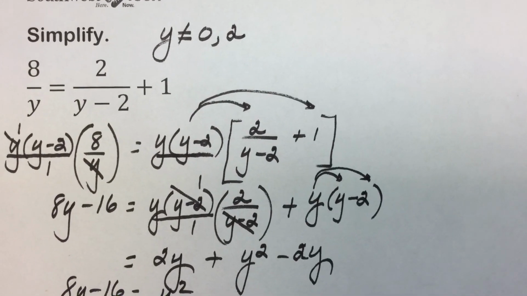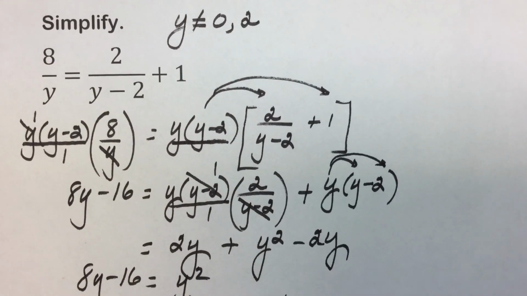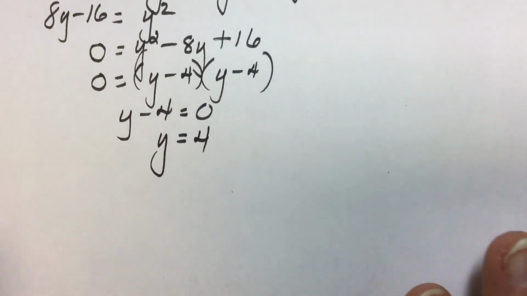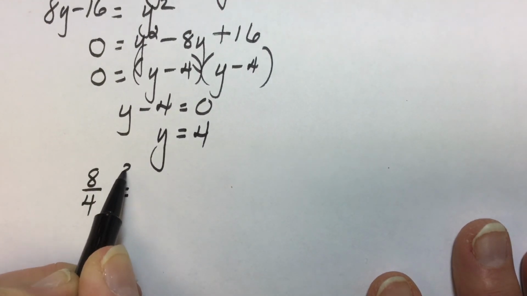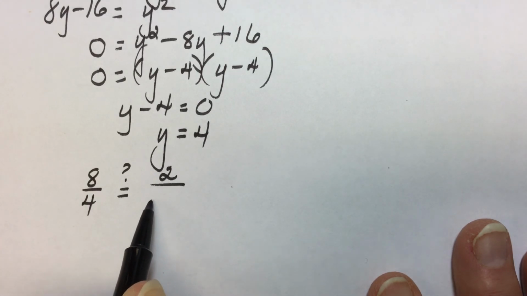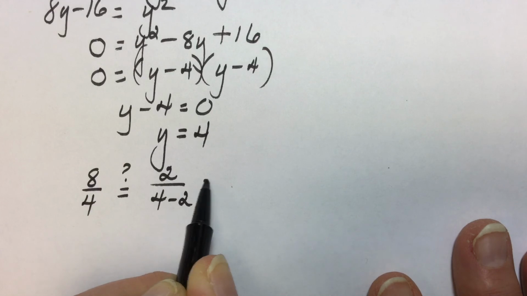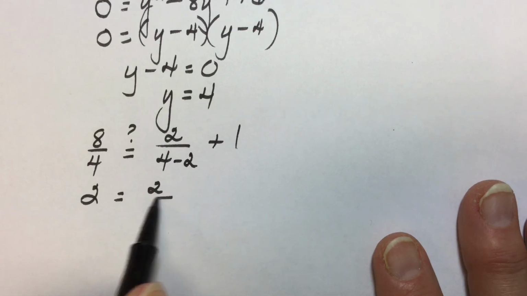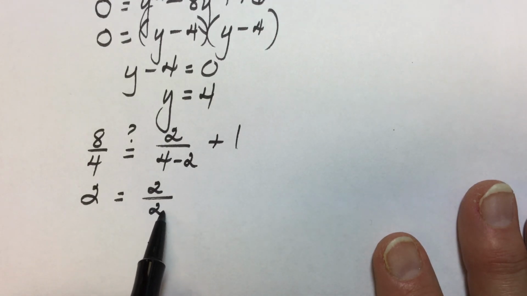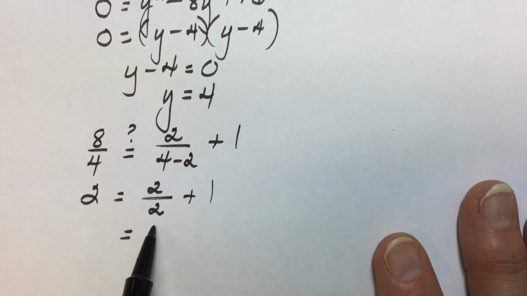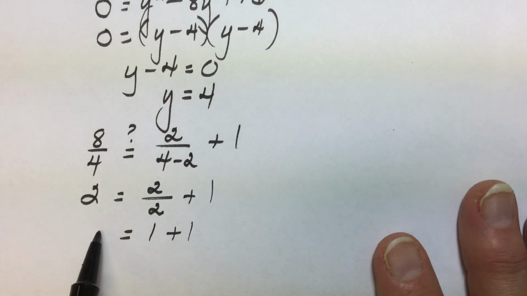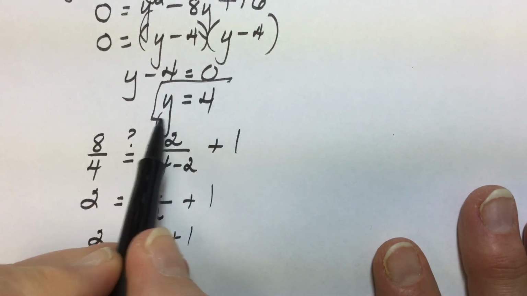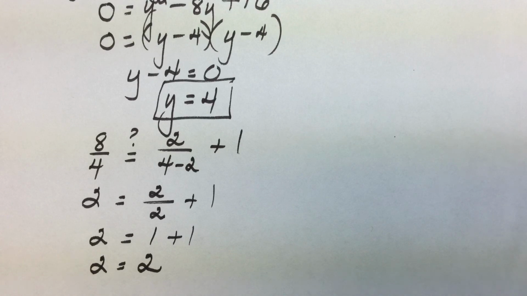And the only thing left then is to check by plugging it into the equation to verify that it does give us a true result. And doing that, we would have 8 over 4, see if that's equivalent to 2 over, replacing y with the value we believe to be the solution, gives us the following. Well, 8 over 4 is 2. Simplifying the denominator, 4 minus 2 is 2. Simplifying that rational expression is 1 plus 1, and 1 plus 1 is 2. So we have a true result. That means we can accept y equals 4 as our solution to this rational equation.